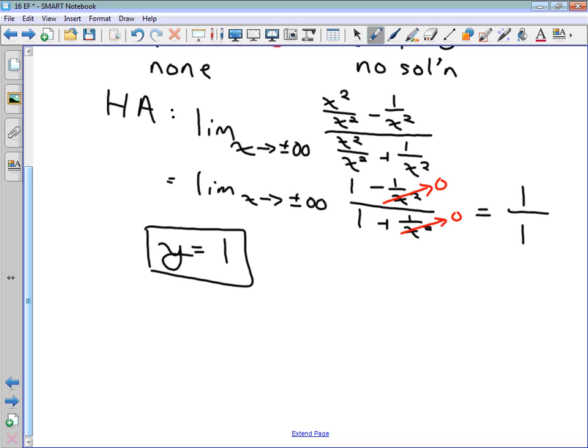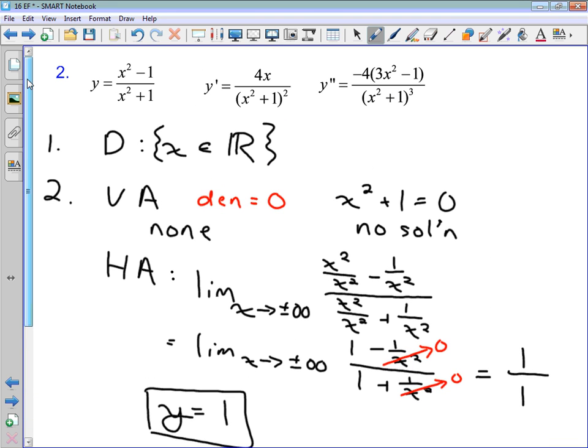Of course, you could have done that right from the beginning by looking at the order of the leading terms in the numerator and the denominator. You see that they're the same. That tells you that it's y equals 1, if you can remember those rules. However you get your horizontal asymptote, that's good.